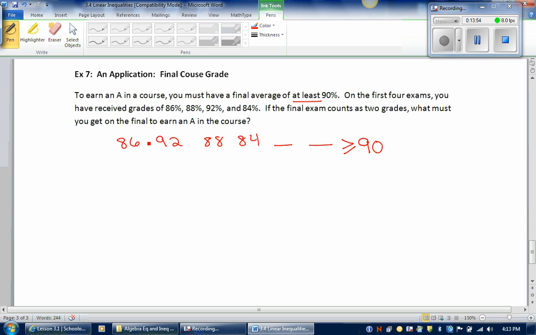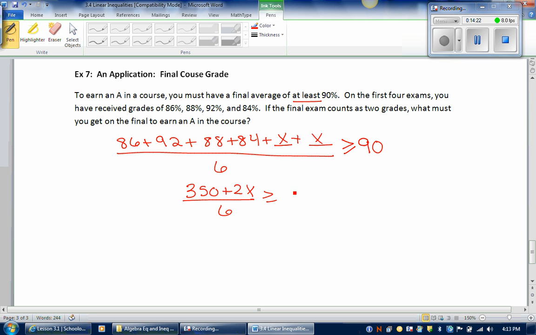So if I want the average, I know I'm adding them all up. Then I have to divide by the total number of grades. 1, 2, 3, 4, 5, 6. So let's call these x. We know it's going to be the same, so they can both be x. I'm going to combine my like terms. 86 plus 92 plus 88 plus 84. I get 350 plus 2x. Okay. Don't like that 6 down there, so I'm going to multiply both sides by 6 so that those cancel.